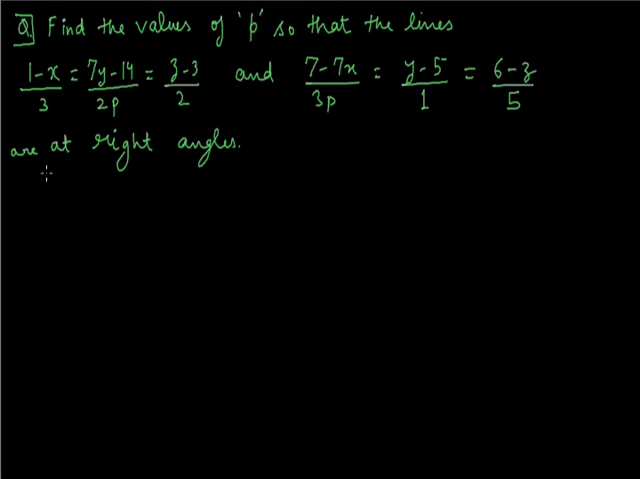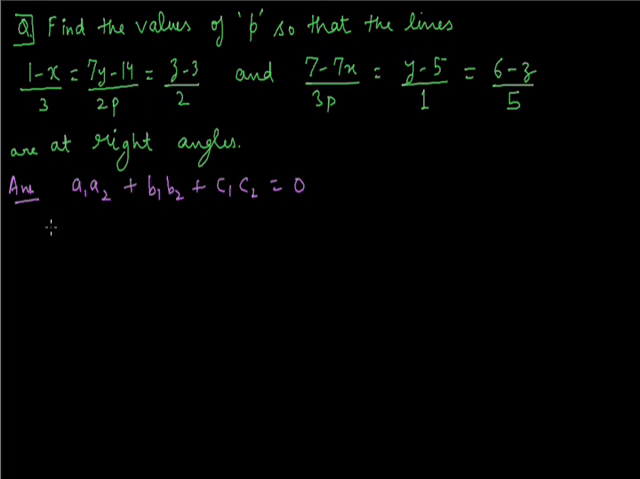Now let's remind the condition. The condition for lines being perpendicular is that a1 a2 plus b1 b2 plus c1 c2 equals 0. But if you notice over here, the lines are not given in the standard form. In the standard form, the variable comes in the first term, and the coefficient of the variable is +1. So first convert these lines into standard form.